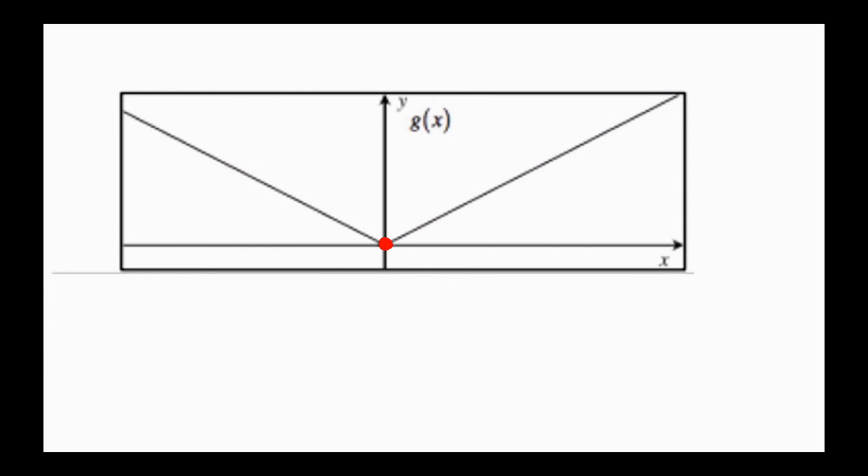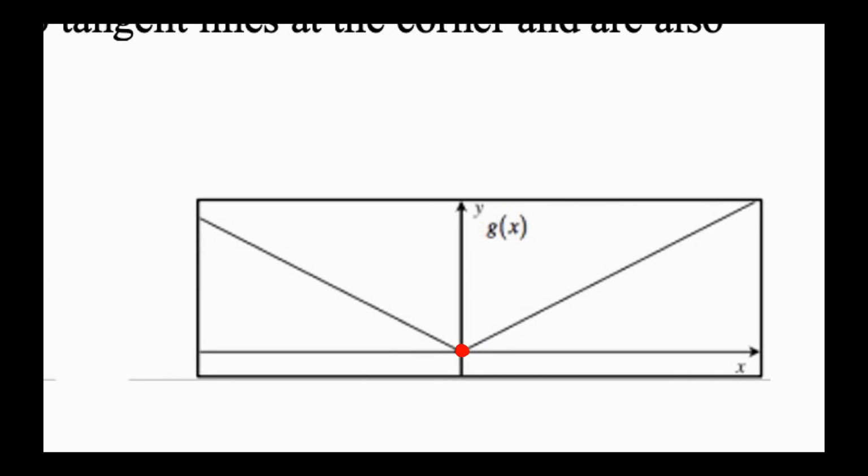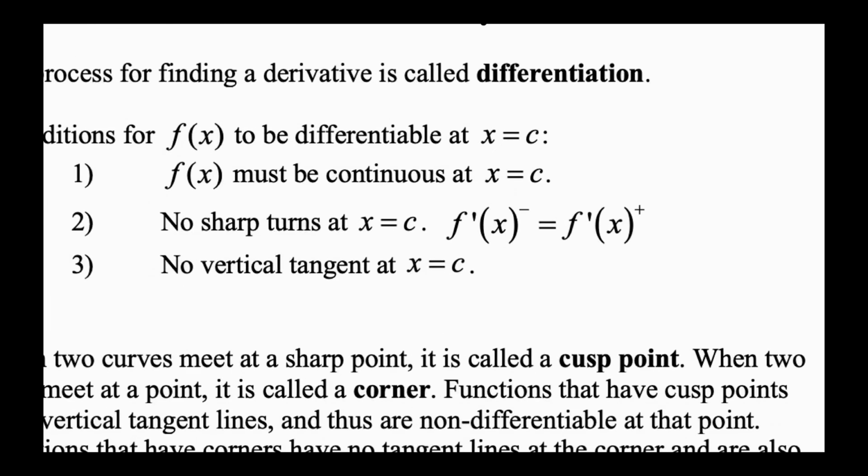As I'm coming in here, my derivative is negative. From the negative side, my derivative is negative because the slope of the tangent line is negative. It's going downhill. But then when I leave that red dot, what happens? The slope of the tangent line becomes positive. So that's where number 2 comes in.